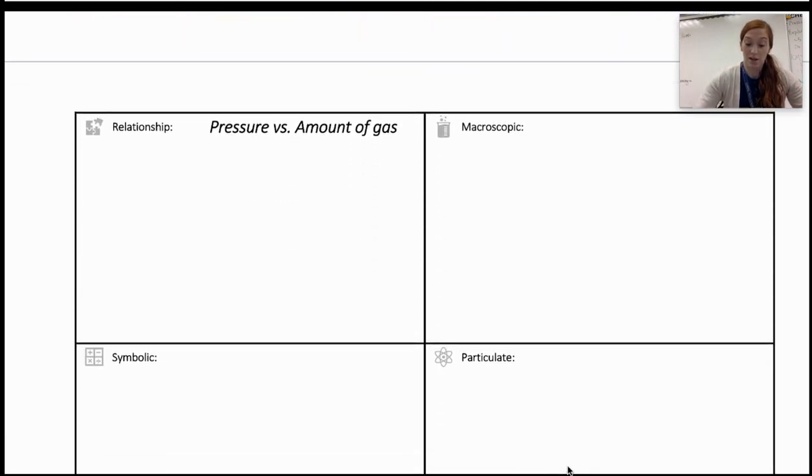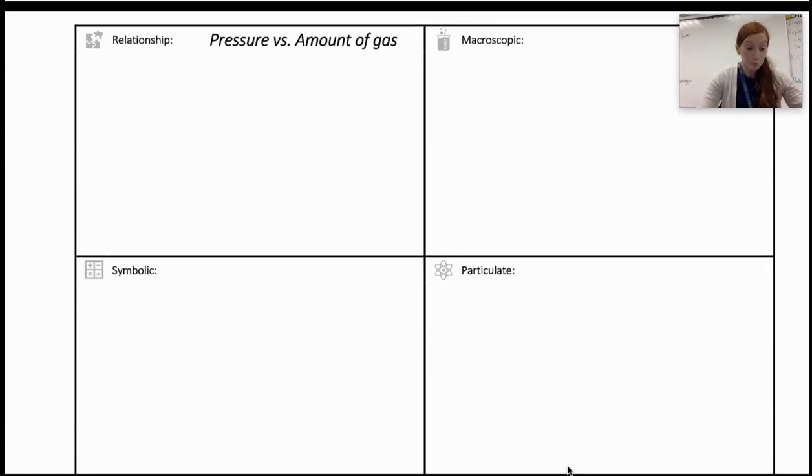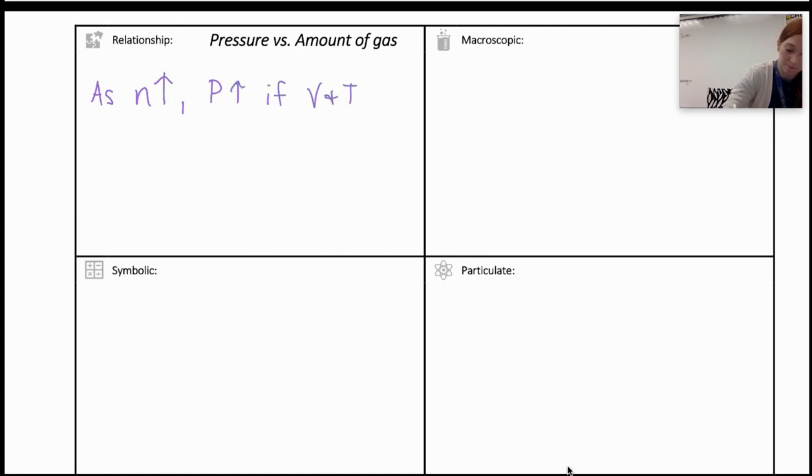Take a look. We're also going to focus on pressure here as the dependent variable, but this time we're going to change the amount of gas. So amount of gas is our independent variable. Actually, let's be consistent here. So I'm going to say as amount of gas, which is N, increases, pressure will increase if volume and temperature are constant.